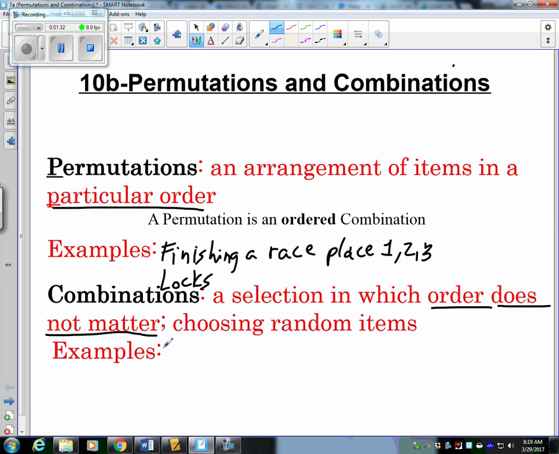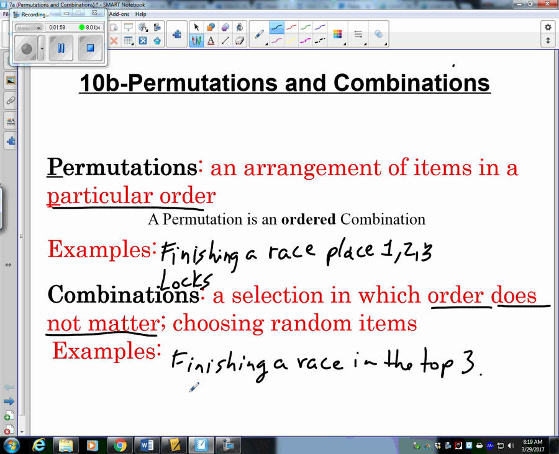An example of a combination would be finishing a race where your goal is just to be in the top 10. It doesn't matter the order you finish in, you're just happy to be in the top 3 or top 5 or top 10.